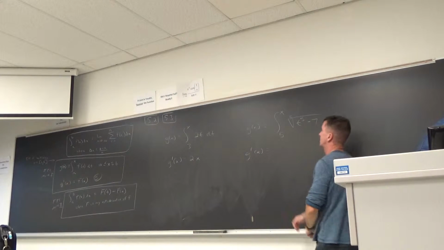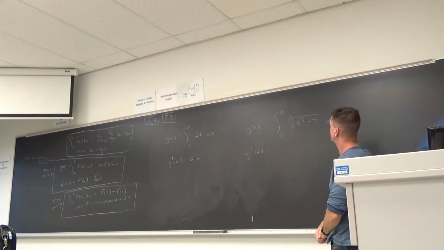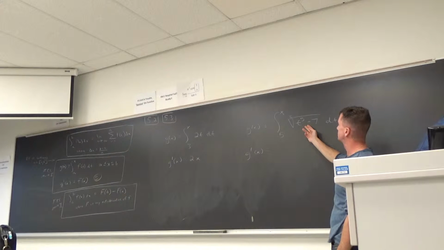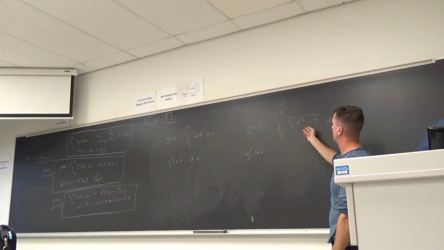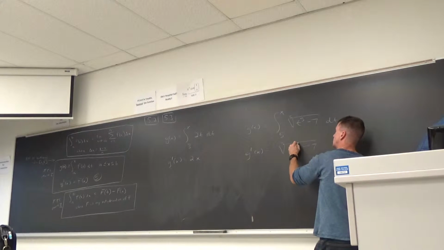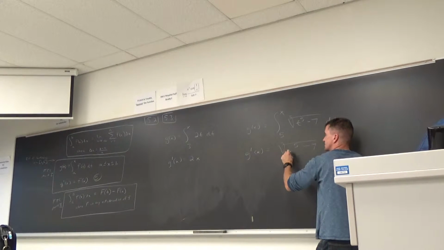According to the Fundamental Theorem of Calculus, let me just make sure that function's continuous. Yes, it's a cube root, so we're okay. What would this come out to be? Cube root of x to the 5th power minus 7. The only thing is, what variable do I have to use? x, because it's in terms of x.